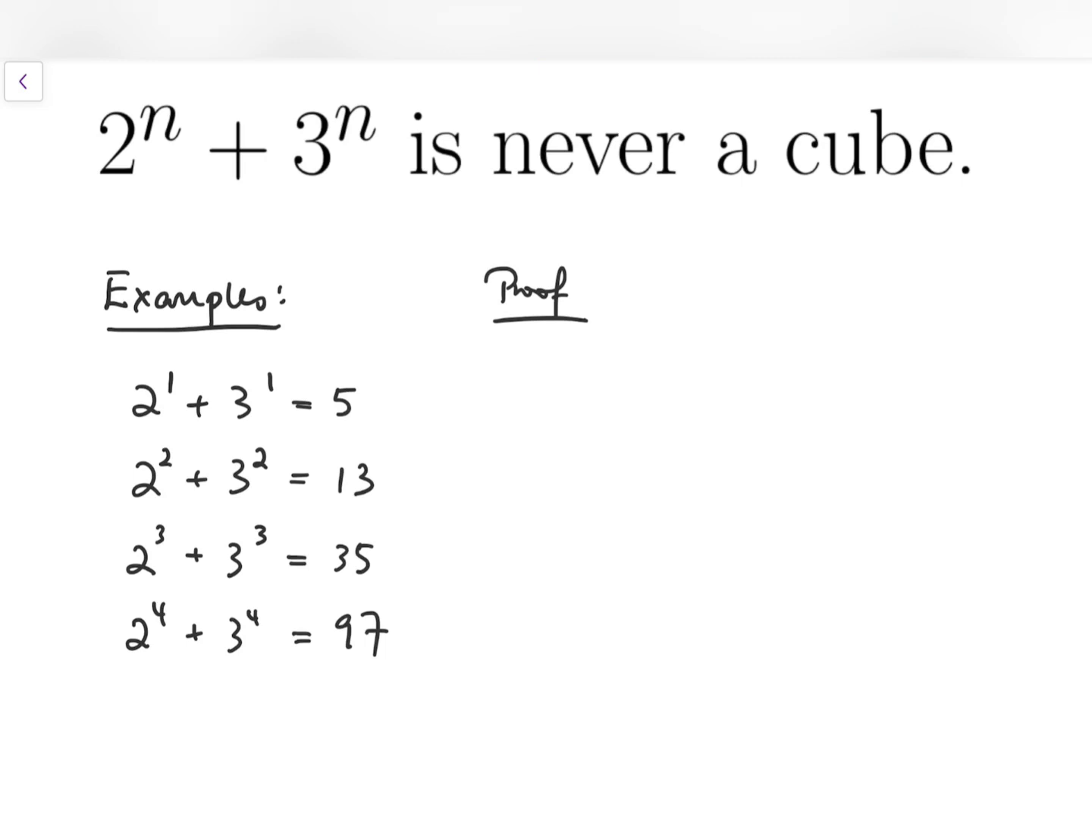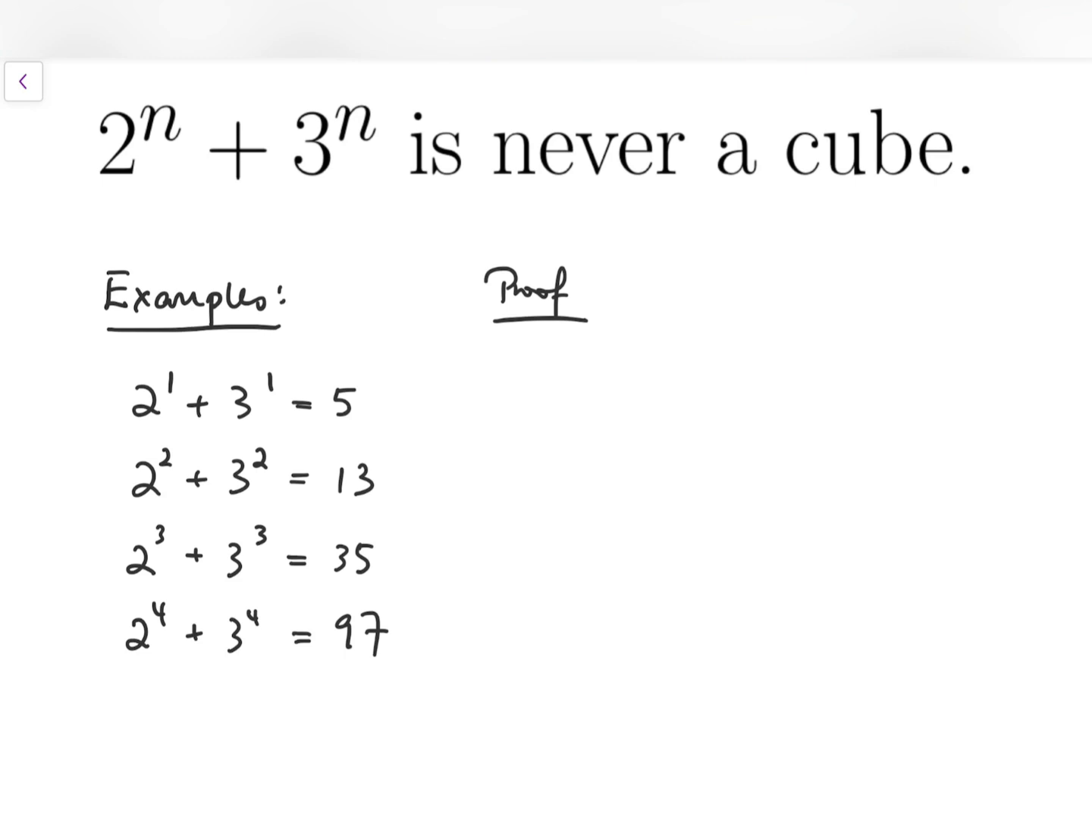Here are some examples when n takes small positive integer values. When n equals 1 to 4, the given expression is indeed not a perfect cube. But this is clearly not enough to prove that this is always the case for all natural numbers n. So I'm going to give a proof next to the examples.